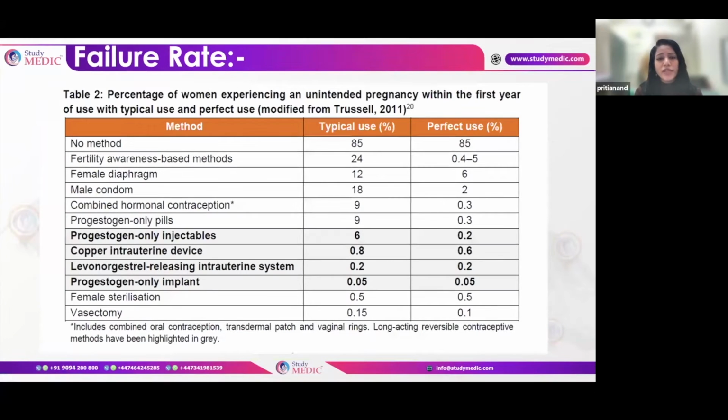Now, coming to the failure rate, this table is very important. Do go through this table because sometimes an SBA may come in your exam. And please remember, the least failure rate is with the implants. So it is considered to be the most effective type of contraceptive.